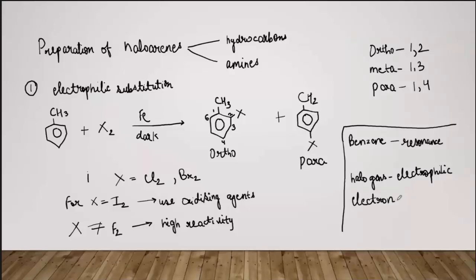Electron density is high at ortho and para position. Fine. So this was everything about the electrophilic substitution, that is the preparation of haloarenes using the hydrocarbon.